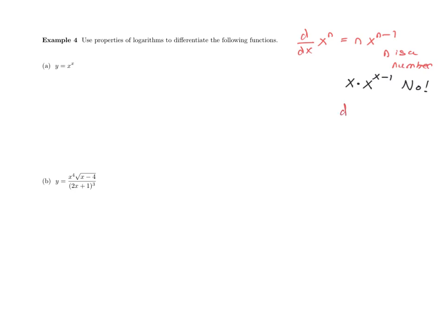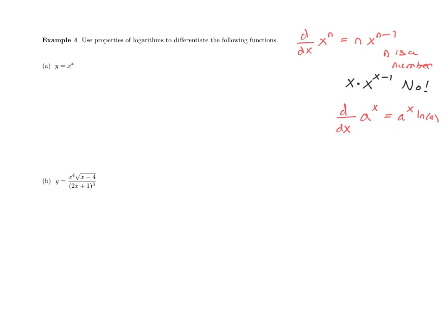Likewise, you can't use this rule to solve it either, where if you have some number to a power, it's a to the x times the natural log of a. This also does not work. And the reason is here the base is a number and here the base is a variable. So unfortunately, these don't work.